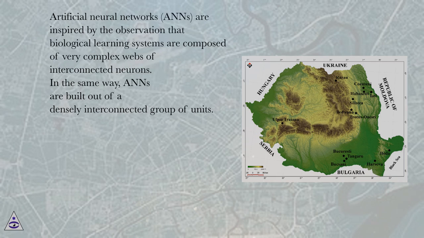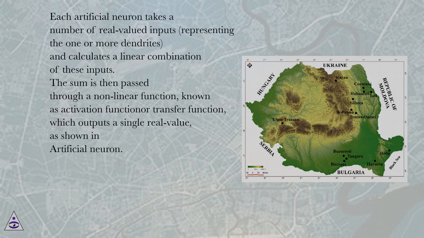Artificial neural networks, ANNs, are inspired by the observation that biological learning systems are composed of very complex webs of interconnected neurons. In the same way, ANNs are built out of a densely interconnected group of units. Each artificial neuron takes a number of real-valued inputs, representing the one or more dendrites, and calculates a linear combination of these inputs. The sum is then passed through a nonlinear function, known as activation function or transfer function, which outputs a single real value, as shown in artificial neuron.